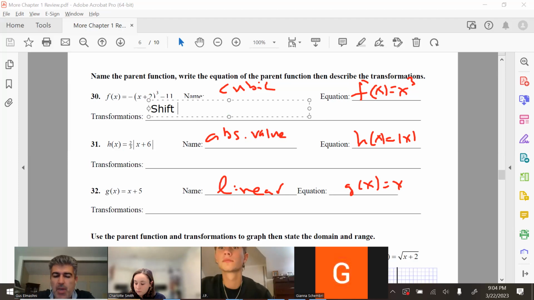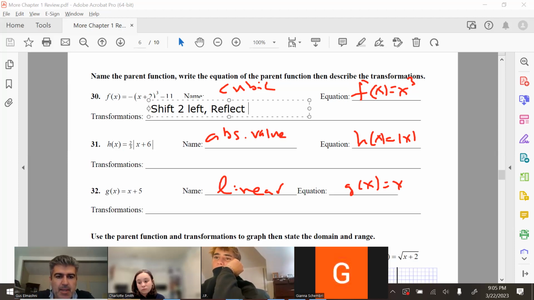What I prefer to do, just so you have a methodical approach, is follow PEMDAS, right? Because what's the first thing you do with PEMDAS? Parentheses, right? And what's inside the parentheses? The plus 2. And what does the plus 2 do? It shifts the graph 2 left. So I prefer you say that first, but if you did say reflect about the x-axis first, I'll still give you full credit because that is correct. It would still get you the correct graph.